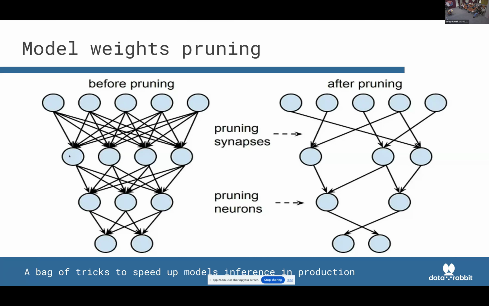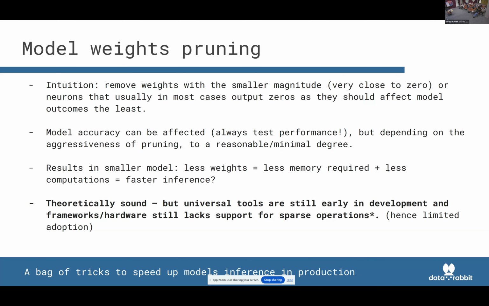You're looking into the weights that have a very low magnitude or very low impact on the output of the model, and you simply prune them. So get rid of them. In the ideal world, you have fewer parameters, and it should all work faster. And that's the theory. The intuition is good.